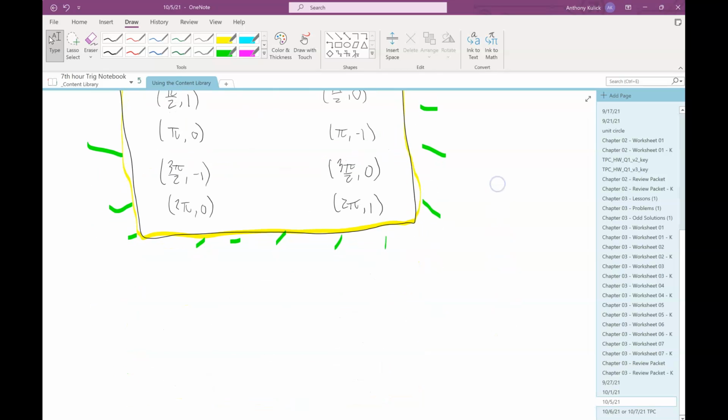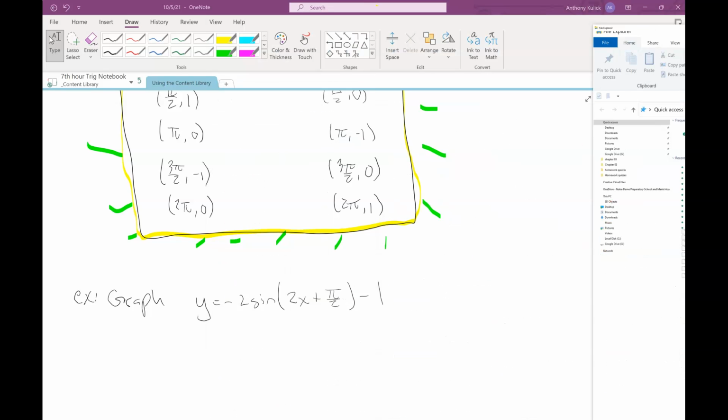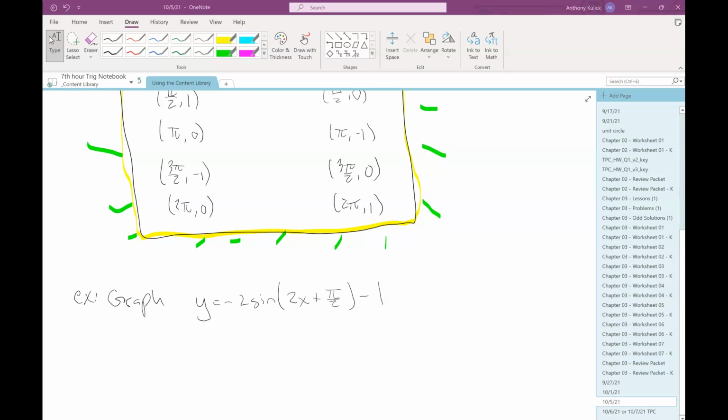No problem. Okay, so let's do an example. Let's say that we want to graph y equals negative 2 sine of 2x plus pi over 2, minus 1. And this is similar to something that I would ask you guys to do on your worksheet.